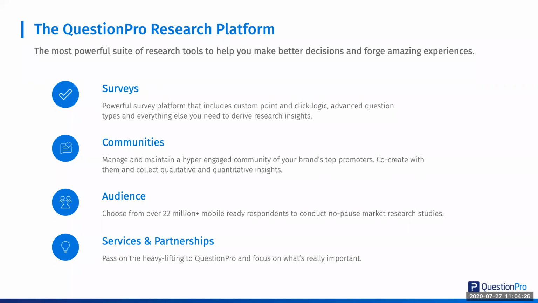And then we have the communities platform. That's where you can manage and maintain a hyper-engaged community of your brand's top promoters or people that are in a similar group, and you can do agile research with them. You can also do qualitative research through discussion boards, idea boards, and then video focus groups as well. So a bunch of different qualitative insights that you can get from your community platform.